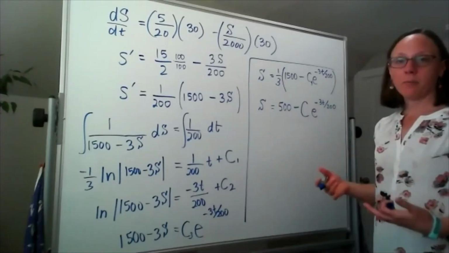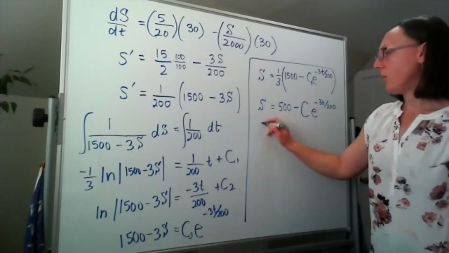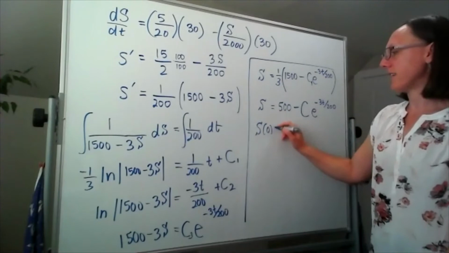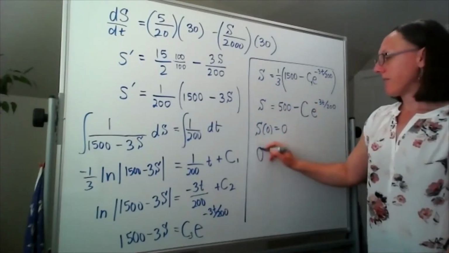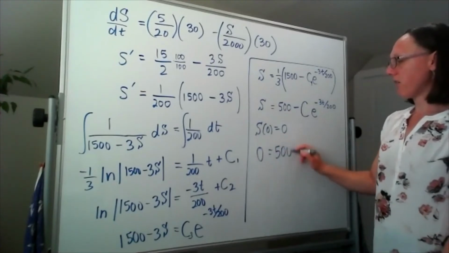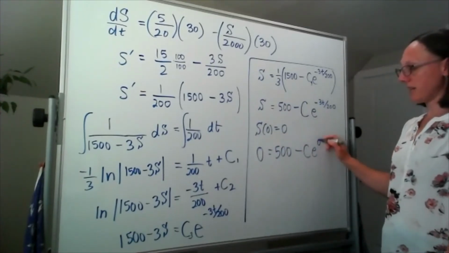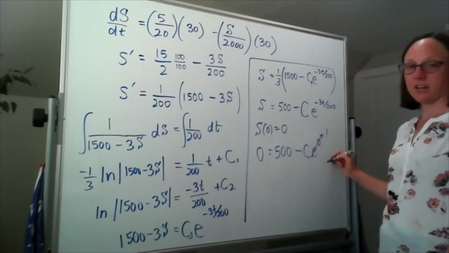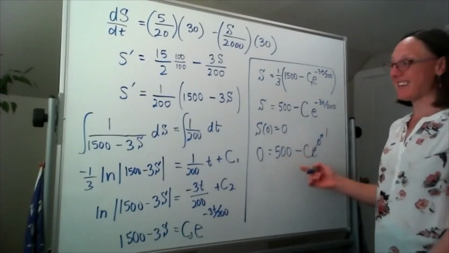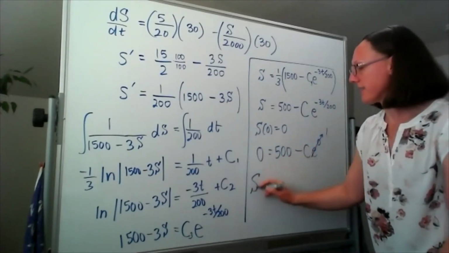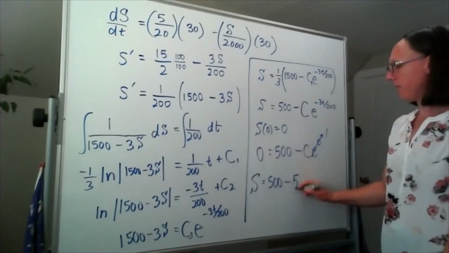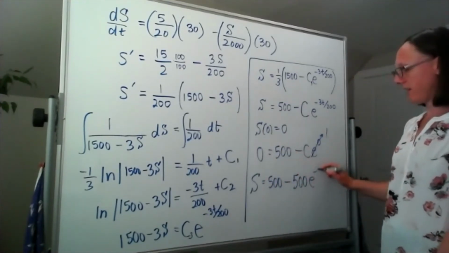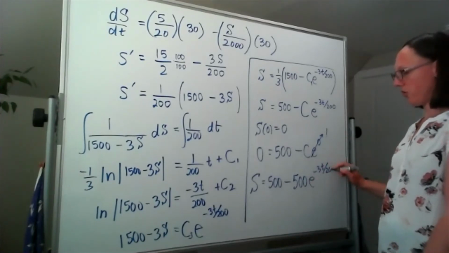And thinking back to our initial condition, we had s of 0 was equal to 0. So that means I'm going to have 0 is equal to 500 minus c e to the 0. That's going to be 1, which is going to make my c equal to 500, or s is equal to 500 minus 500 e to the -3t over 200.